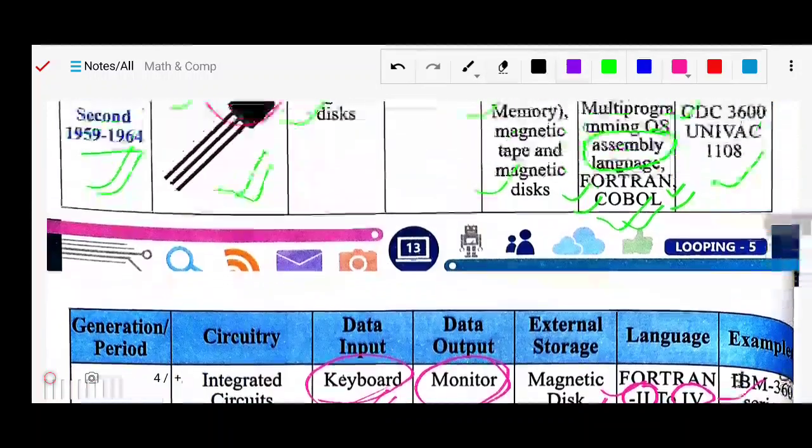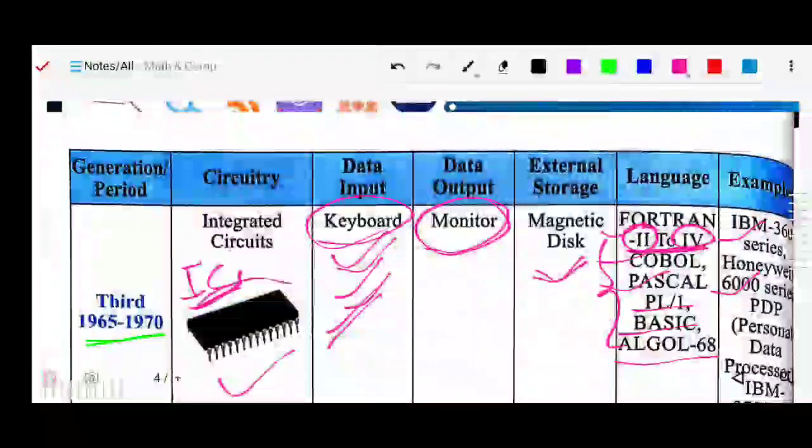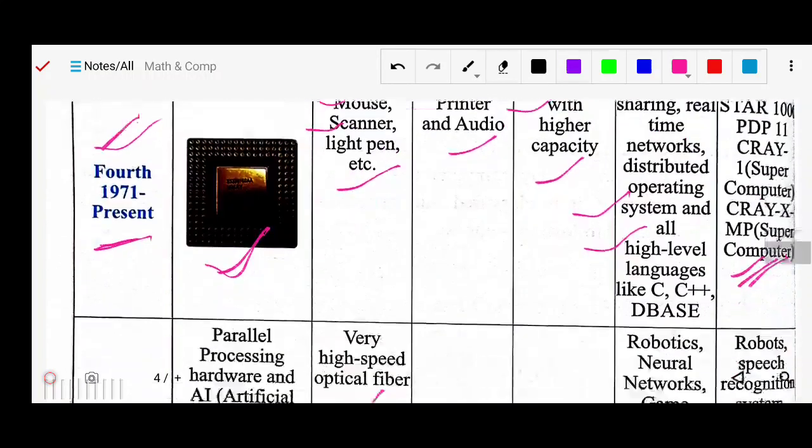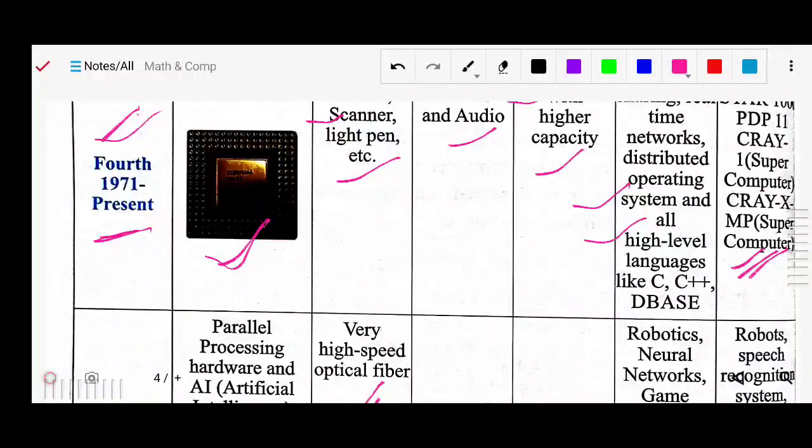Then transistors came into ICs. An IC is again a smaller version, and so many transistors come in one IC, so its size and cost are reduced, and its working capacity, the speed of the work, also increases, meaning it works very fast. Then after this, ICs were replaced by the microprocessor.